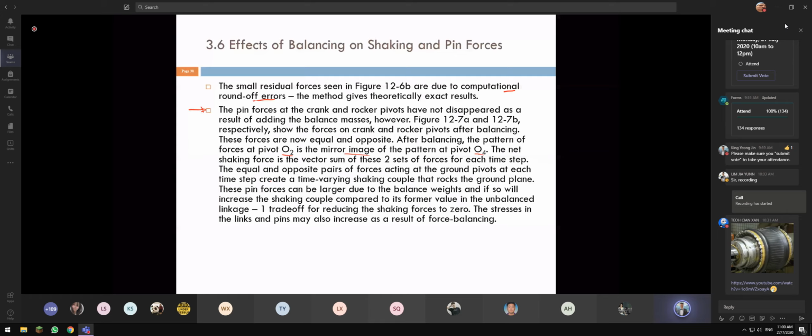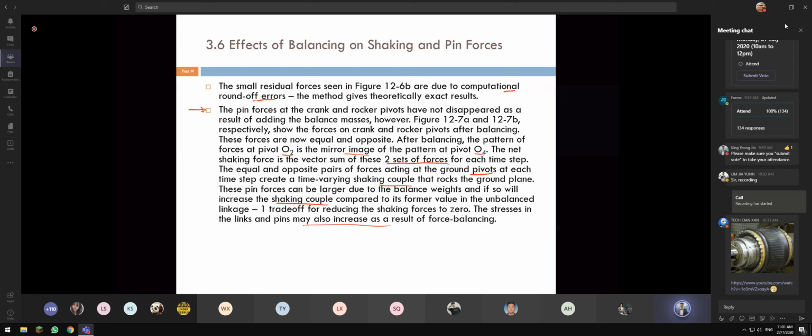So the net shaking force is the vector sum of these two sets of forces for each time step. The equal and opposite pair of forces acting at the ground pivots at each time step creates a time-varying shaking couple that rocks the ground plane. This pin force can be larger due to the balance weight, and if so, it will increase the shaking couple compared to its former value in the unbalanced linkage. So one trade-off for reducing the shaking force to 0 is that the stress in the link and pin may also increase. Right?